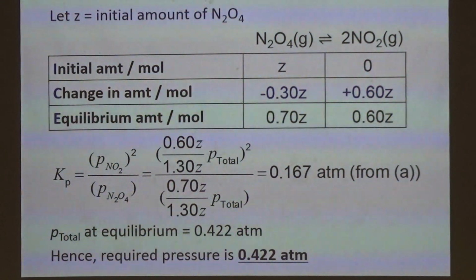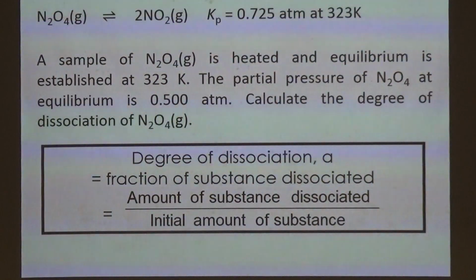Can I ask you to look at the last example, 4.8? I'm going to give you about 4 minutes to try out the question. If there's anything that you're not sure of, please ask. You will need to use your ICE table to find the answer. They want the degree of dissociation, alpha, and I will tell you how to express degree of dissociation.